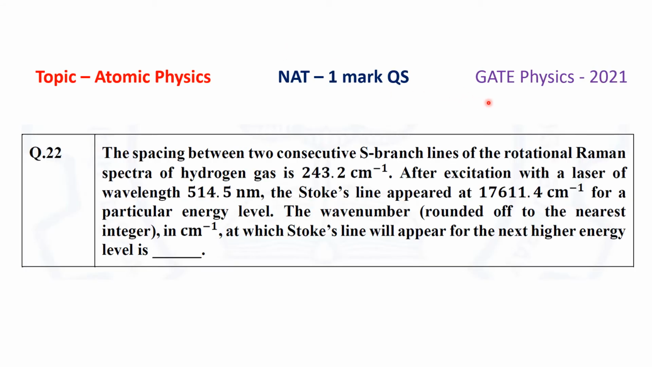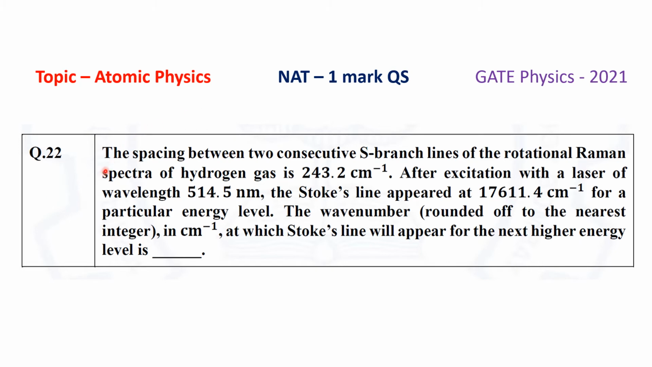This question was asked in the GATE Physics paper 2021. It is a numerical answer type question having 1 mark. The topic of the question is atomic physics. Specifically, this question was asked from the chapter Raman Spectroscopy.